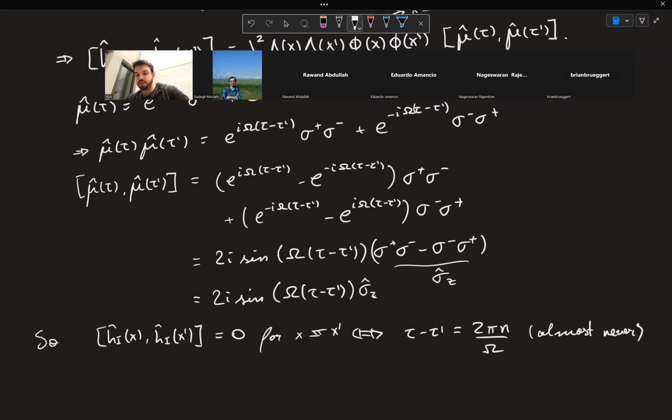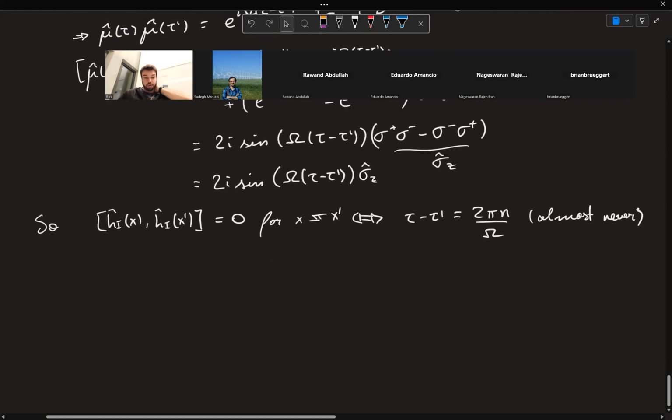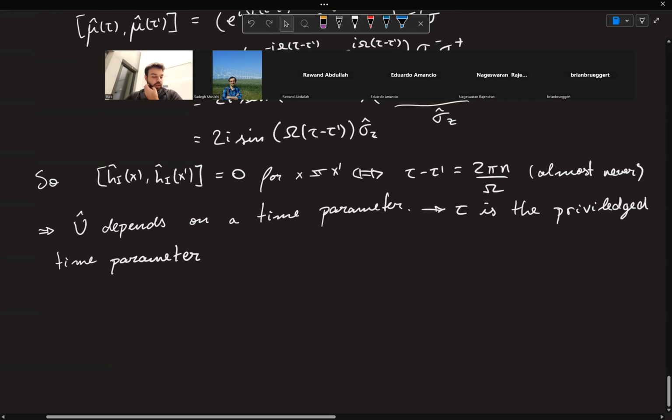Okay, so this means that the time evolution that we prescribe with the particle detector depends on a notion of time ordering. So U depends on a time parameter. The idea here is that tau is the privileged time parameter, because we are using this Fermi normal coordinate time in a specific trajectory to describe the wave function as if it was non-relativistic plus some corrections. We are privileging this tau time parameter.